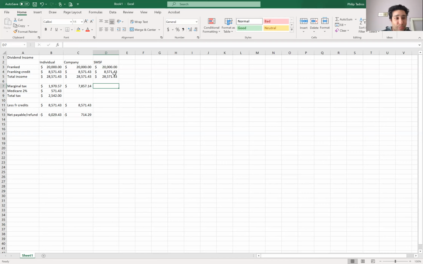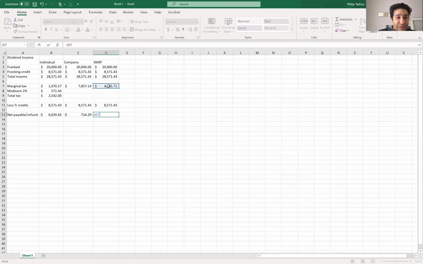Now let's go to a self-managed super fund. The same taxable income. We're assuming that each of these entities have exactly the same income and there's no other income. So SMSF tax is 15%. So times 0.15, you've got $4,285. We use the same amount of the franking credit.